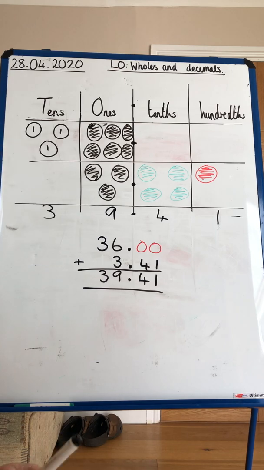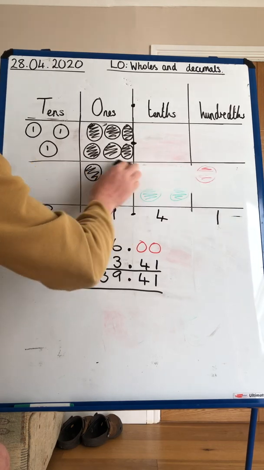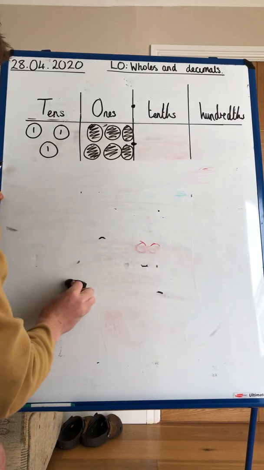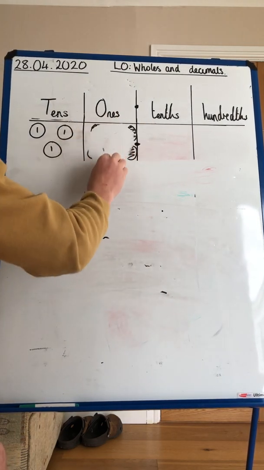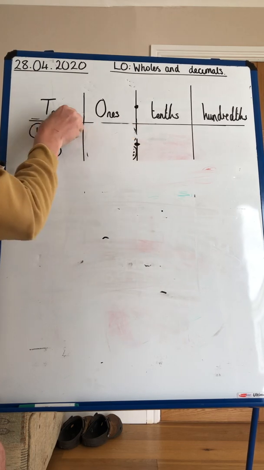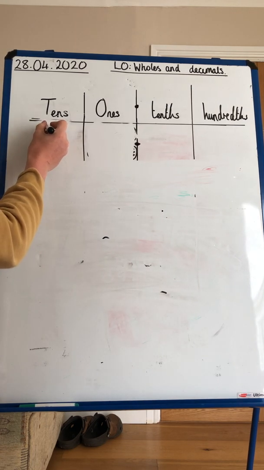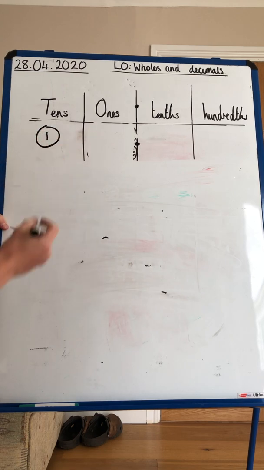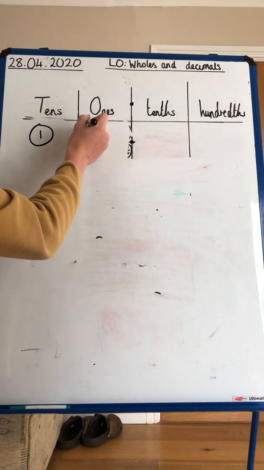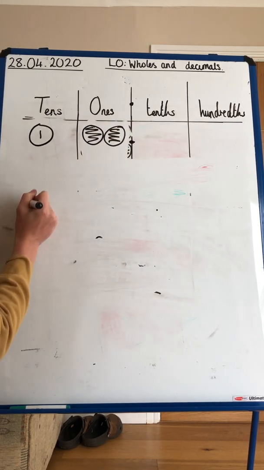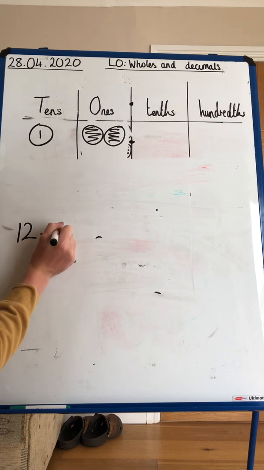Now, we are going to look at subtracting wholes and decimals. Okay, so I'm just going to rub this off. Okay, and the calculation we're going to look at is 12. So we have 1 ten, 2 ones. Take away 1.2.